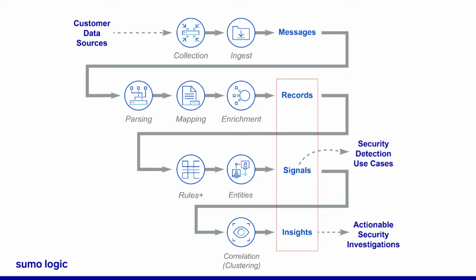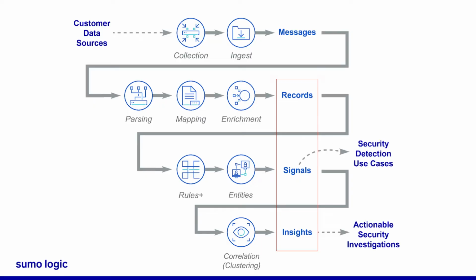Then the last piece that we do is we take those entities and combine signals together over time, do some correlation and clustering to tell a story of what's going on with the system, and those are our insights. So you can see this part that I have highlighted in red. These are the specific objects that we're taking out of Cloud SIEM Enterprise and putting into the core Sumo Logic system.